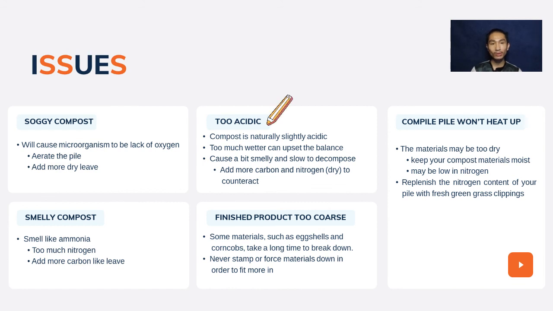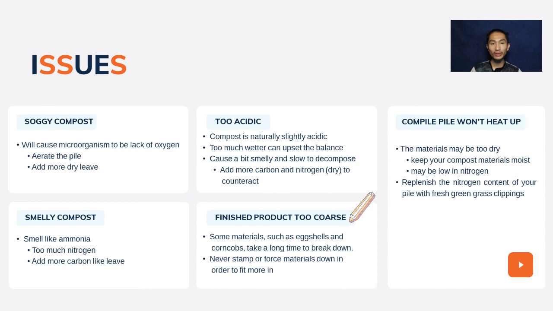And next, the next one will be too acidic. Usually our compost is naturally slightly acidic. But sometimes if we add too much water, it can upset the balance. When this happens, the compost will be smelly and usually slow to degrade. So we can add more carbon and nitrogen to counter the acidity.